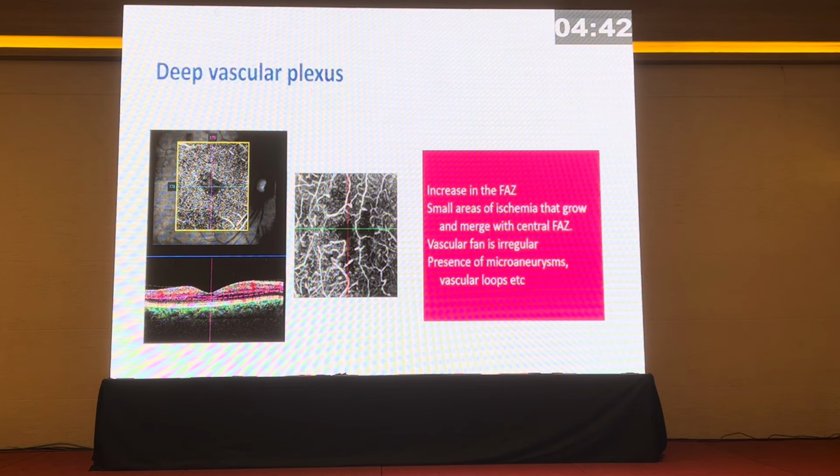Like for example, again, this is a completely normal looking OCT scan. But OCT angiography tells us increase in the size of the FAZ and small areas of ischemia, vascular fan is irregular, presence of microaneurysms, vascular loops, etc. So all these are picked up on an OCT angiography, which gives us an insight about the progression of diabetic retinopathy even in the presence of a structurally normal OCT scan.